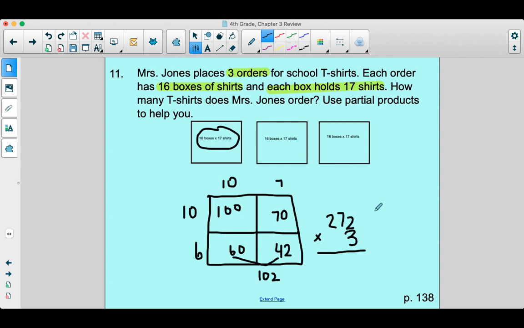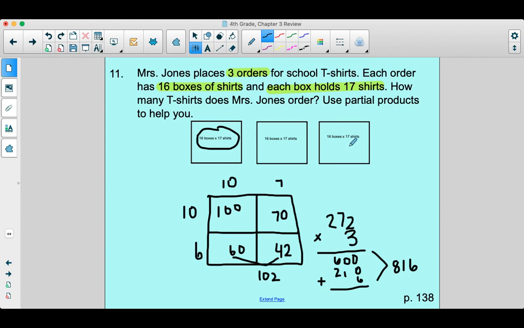So we're solving that. So maybe you would do 200 times 3 is 600. And 70 times 3 is 210. And 2 times 3 is 6. And we add them all up together, and we get 816. Right? So all together, I'm writing it over here because I ran out of room. 816 after we add all of our partial products. That should tell us about all 3 orders.